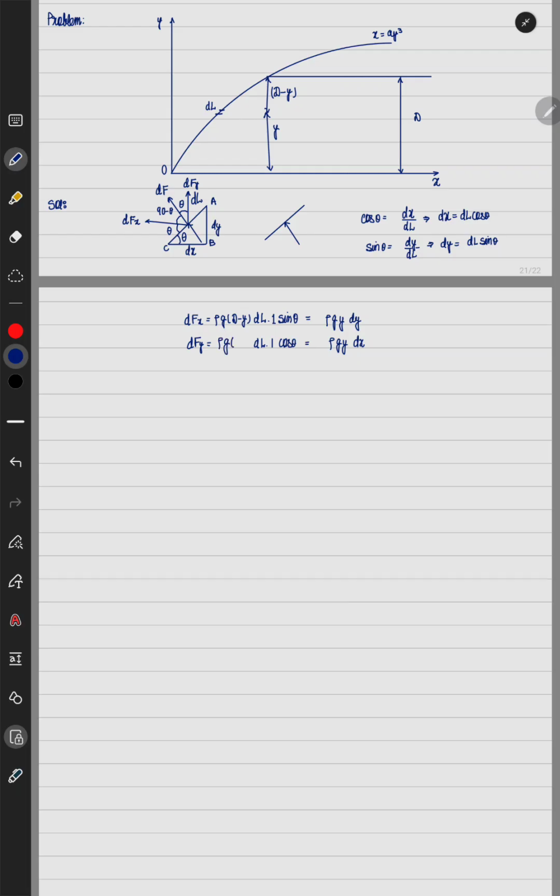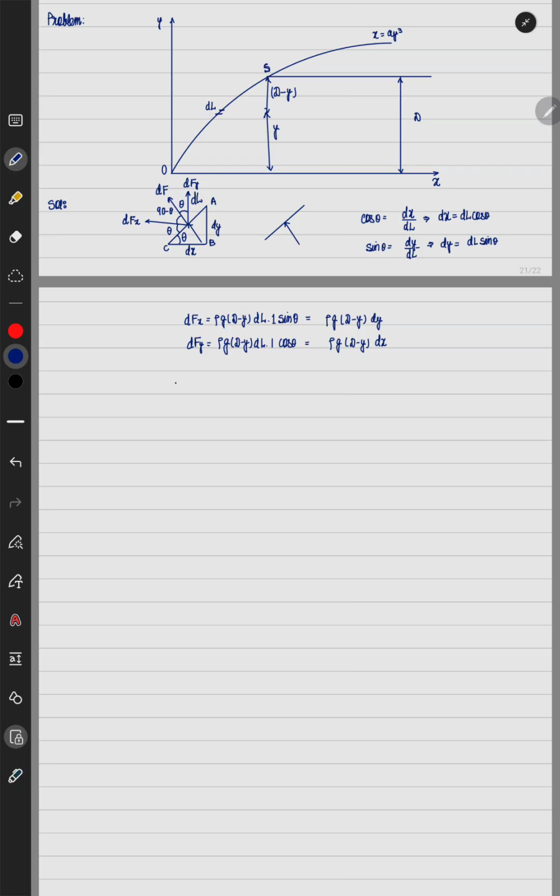So rho into g into d minus y into dl cos theta, which is dx, and here also I replace with rho into g into d minus y, dl sin theta, which is dy. This is the expression. Now I can integrate the two equations to obtain the total force acting in the x direction and the y direction throughout the entire curve from O to, let us say, this point S.